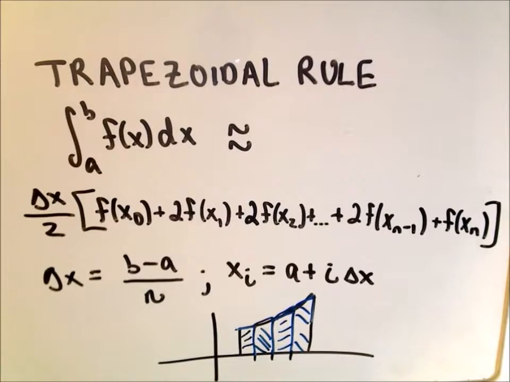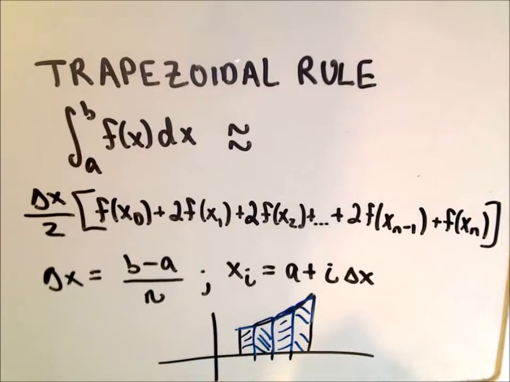Okay, in this video I'm going to do an example using the trapezoidal rule. And all this does is you're approximating the area underneath a curve using trapezoids. Sometimes you'll use rectangles. Just another way to do it is to use trapezoids.